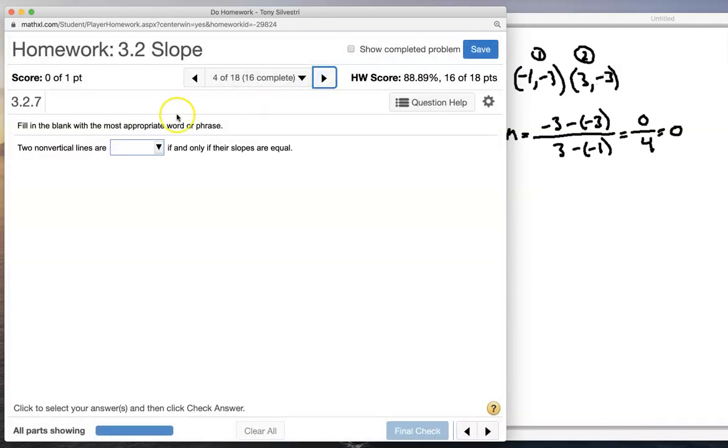We didn't do this one: two non-vertical lines are parallel if and only if their slopes are equal. They're parallel. They don't meet. They don't hit each other. Perpendicular is where they cross, and they cross at a 90-degree angle. We're not going to do too much with perpendicular. That's it. I think we're done with this.